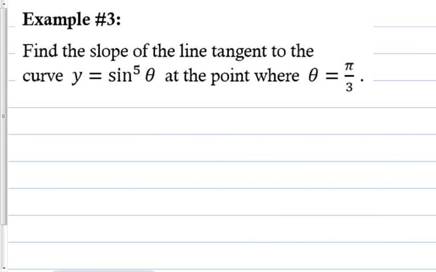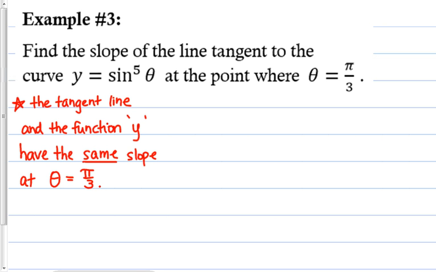All right, example 3, find the slope of the line tangent to the curve y equals sine theta to the 5th power at the point where theta is pi over 3. So basically what we're doing is we're finding the slope of the tangent line by finding the slope of the curve. So the tangent line and the function y have the same slope at theta equals pi over 3. So remember, in this class, slope is the derivative.